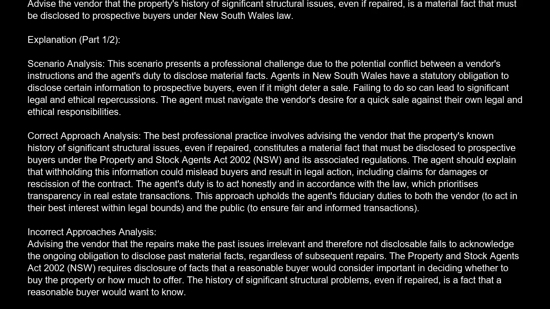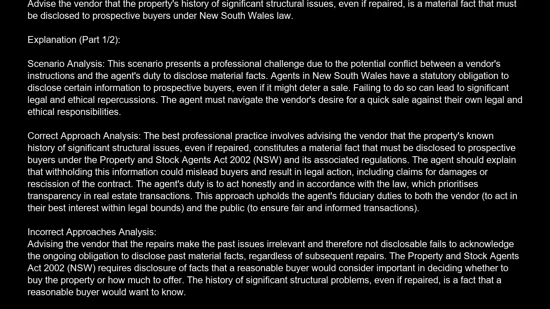The agent's duty is to act honestly and in accordance with the law, which prioritizes transparency in real estate transactions. This approach upholds the agent's fiduciary duties to both the vendor, to act in their best interest within legal bounds, and the public, to ensure fair and informed transactions.